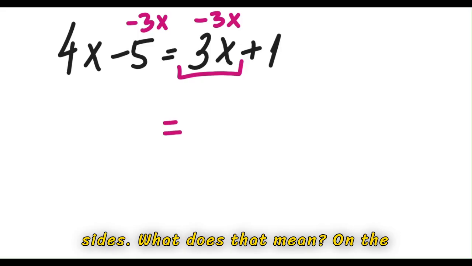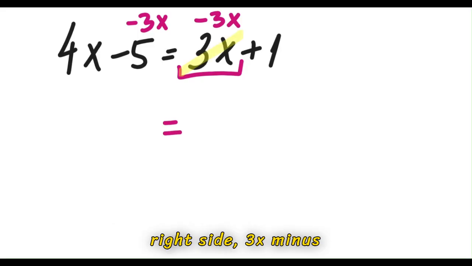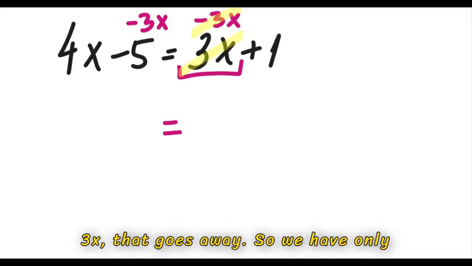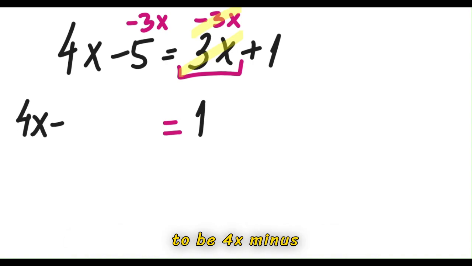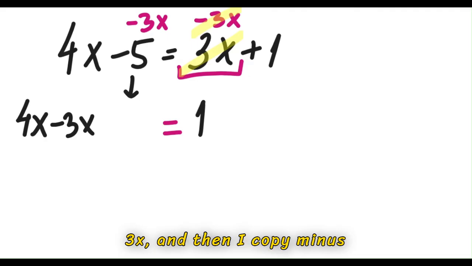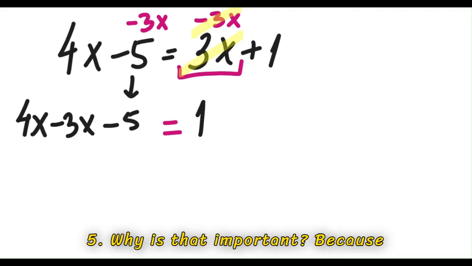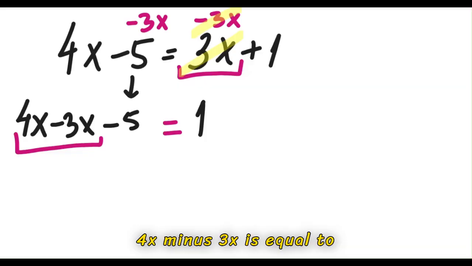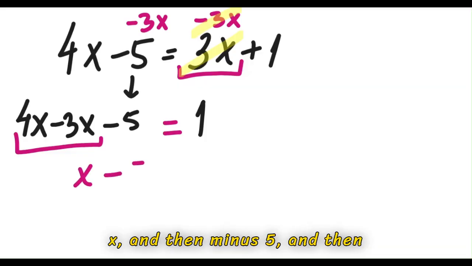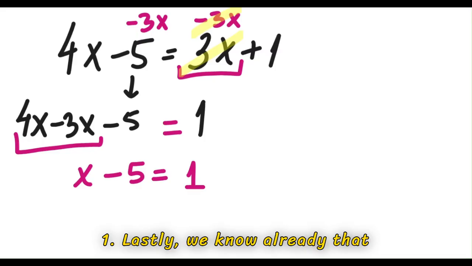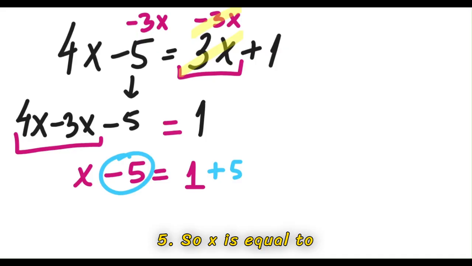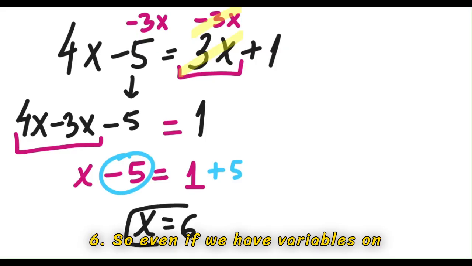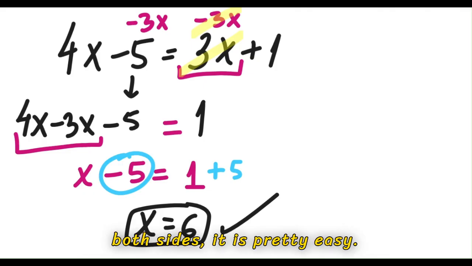What does that mean? On the right side, 3x minus 3x goes away, so we have only 1. While on the left side, it's going to be 4x minus 3x, and then I copy minus 5. Why is that important? Because 4x minus 3x is equal to x, and then minus 5, and then 1. Lastly, we know already that the opposite to minus 5 is plus 5. So x is equal to 6. So even if we have variables on both sides, it is pretty easy.